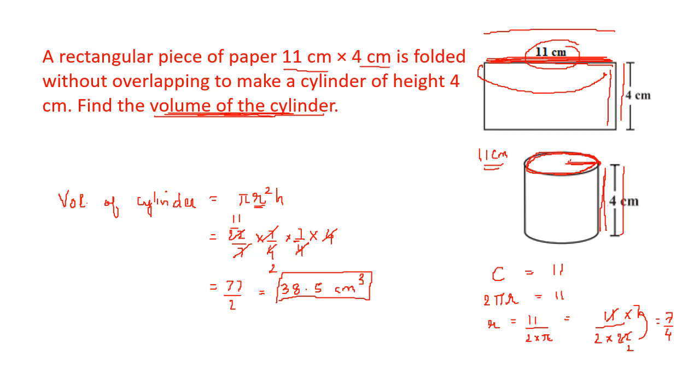Using this formula, C is equal to 2 pi r, I know the circumference is 11. So using this formula, I first find out r. After I find out the r, I replace the value of r in the formula and then get the answer. So this is not a direct sum like the previous sum. This sum is slightly different from the previous one, but we have found out the answer.